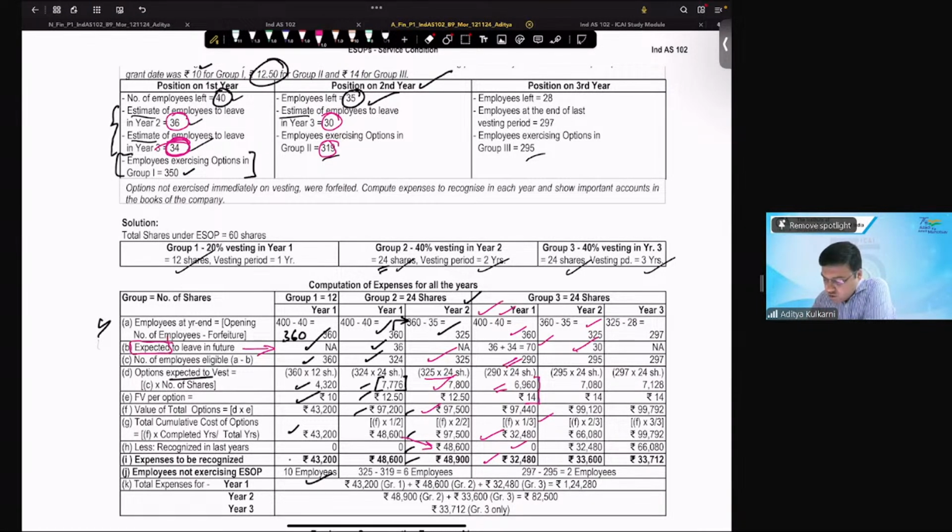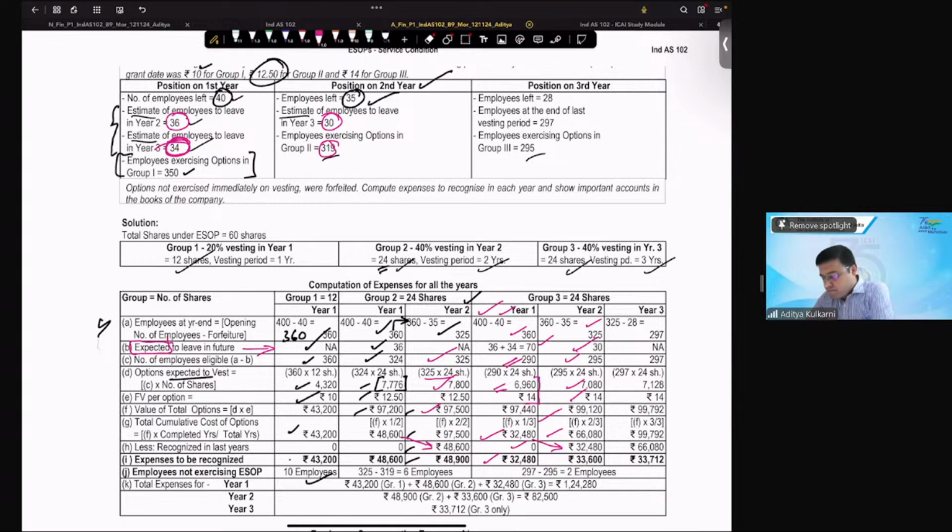So 295 into 24, 7,080 into 14, 99,120 rupees into 2 by 3. 2 years' expense, because 2 years are gone. So 66,080. Out of 66,080, I have already booked 32,480. And therefore your expense for the second year in group 3 is 33,600. Are we okay with this?